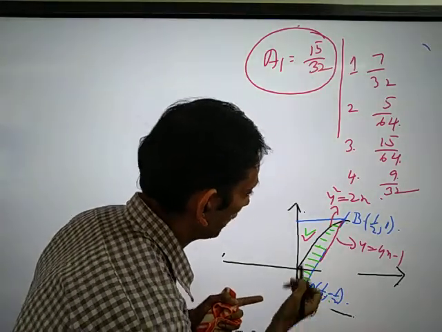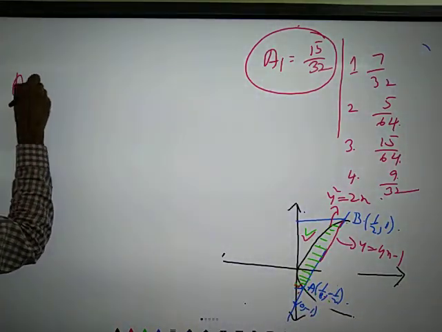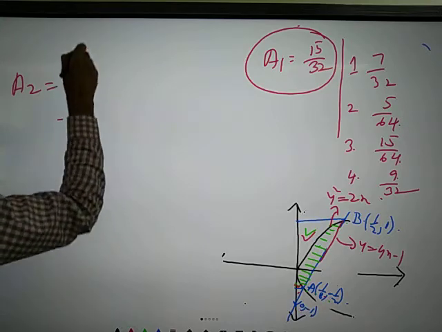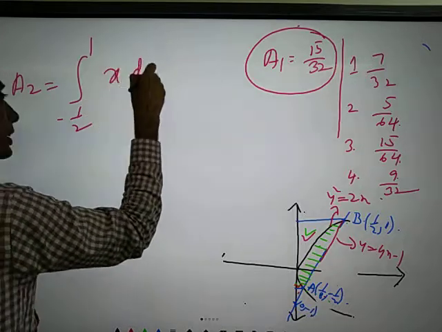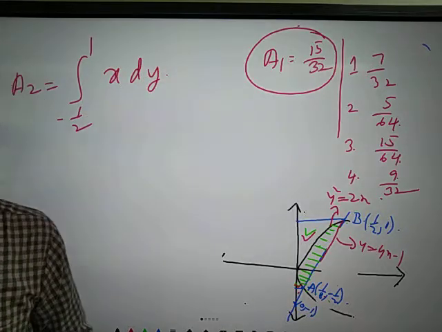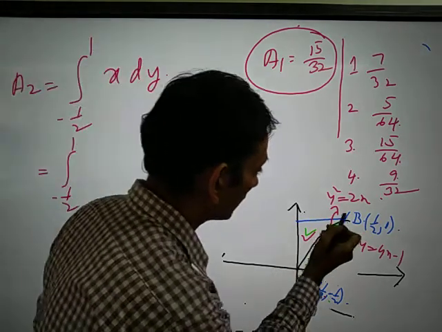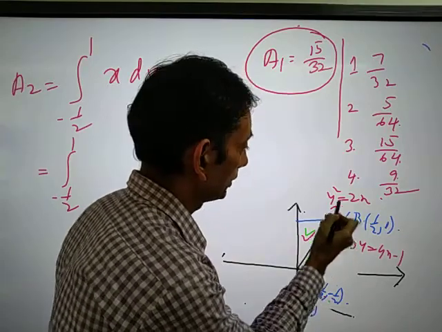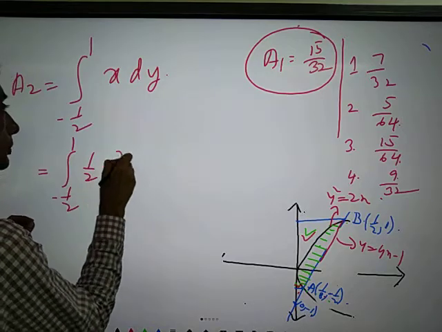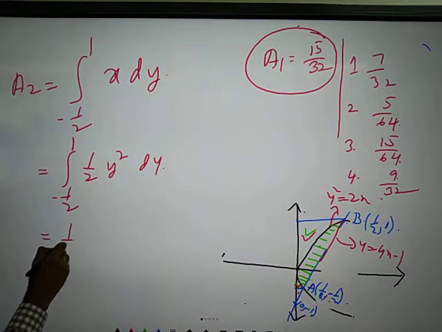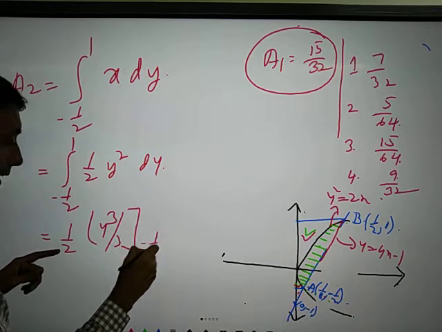Next, let us denote the area bounded by the parabola along the y-axis from minus half up to 1 as A2. This will be x dy. Now what's the value of x? You can find out from y square is equal to 2x, so x is equal to half y square. Half y square dy. You can take half out, and the integral of y square is y cube by 3, from minus half to 1.